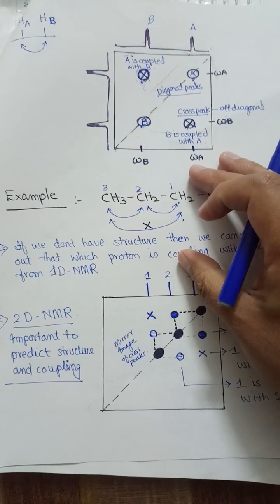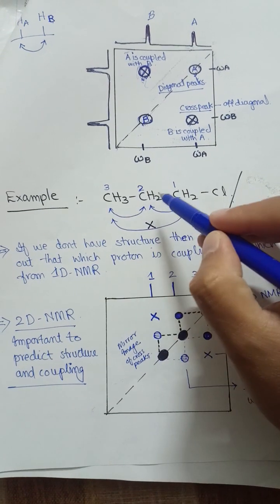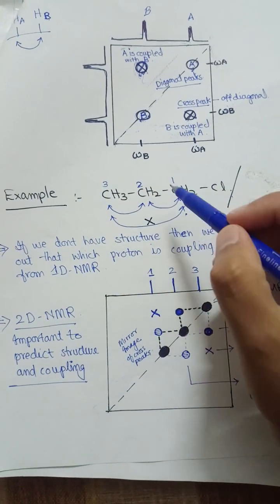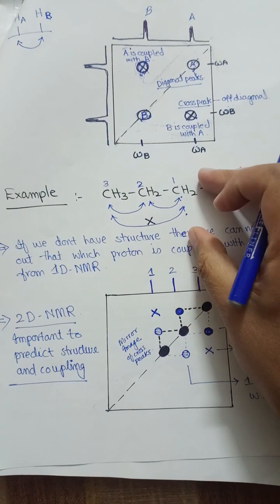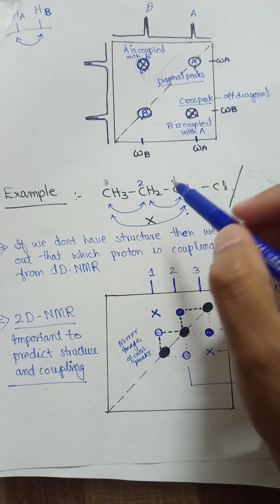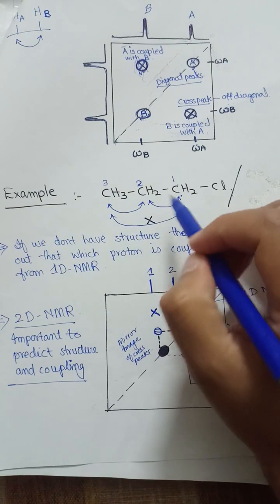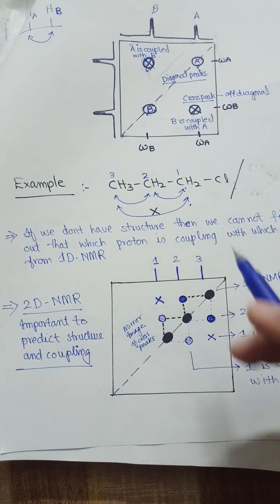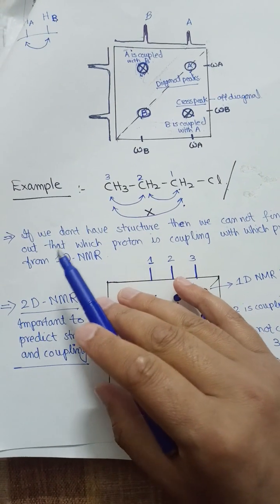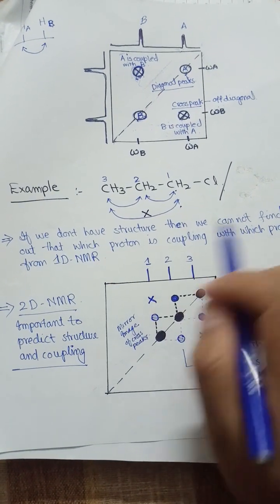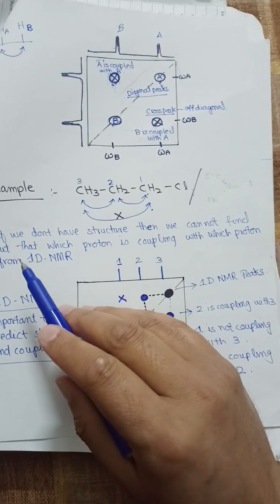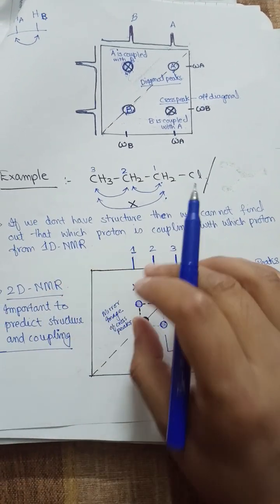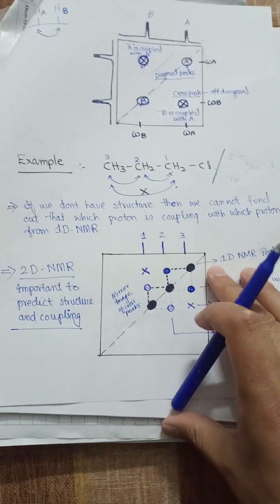2D NMR is helpful when we don't have this structure. If we don't have the structure and we take an NMR, it will be more informative to see whether 1 is coupling with 2 or 1 is coupling with 3. If we don't have the structure, we cannot find out which proton is coupling with which proton. That's why 2D NMR is important.